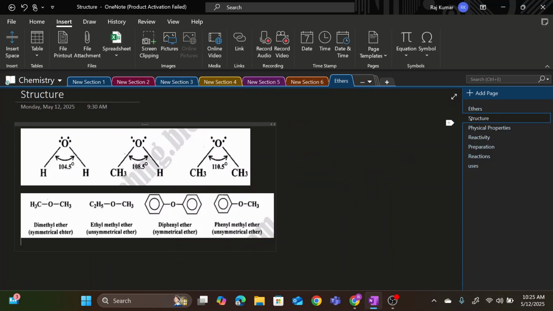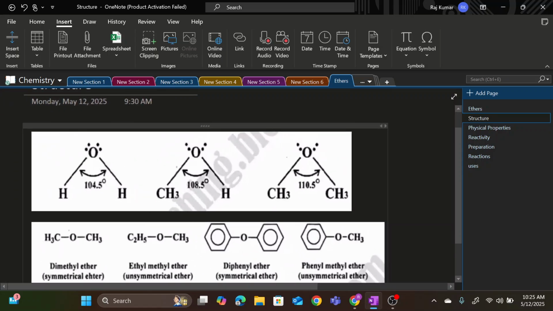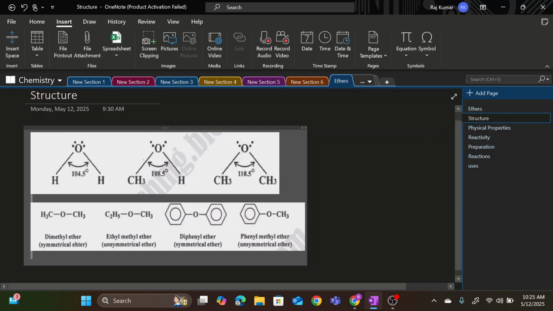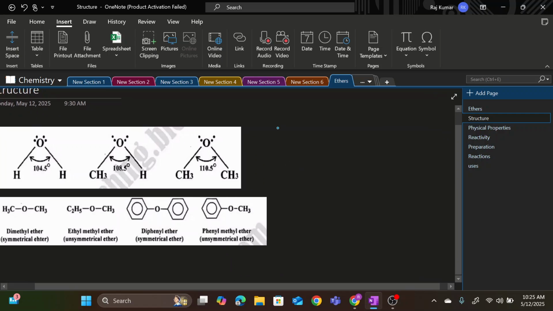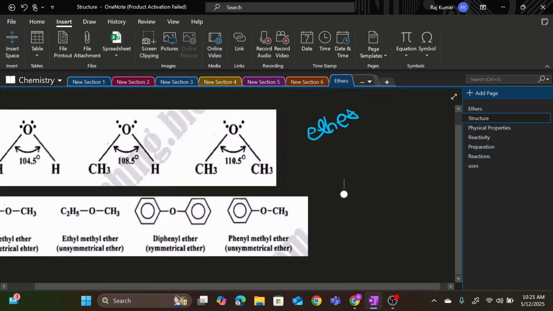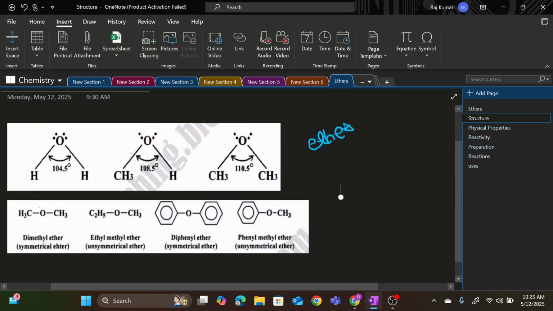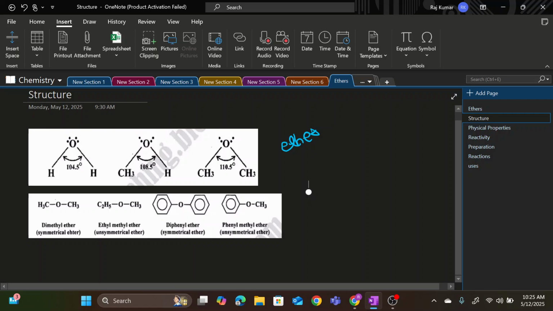If we look into the structure of ether, it has a tetrahedral bent structure, but this time it has a bond angle greater than alcohol and phenol as well as water, which is 110.5. So we can say that the greatest bond angle is found in ether. Why? Because the repulsion between the alkyl groups is greatest, due to which the bond angle is greatest in ether.